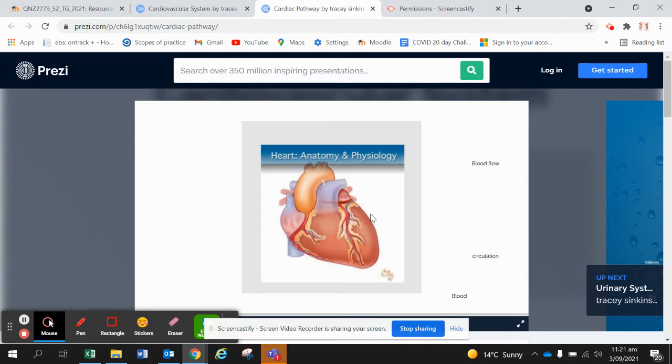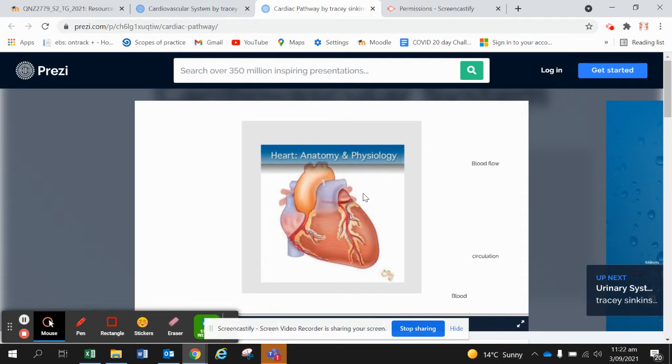Okay, so we're going to do a brief overview. So, where is your heart? It's smack in the middle of your chest, under your sternum. This is a great cartoon image of a heart. The heart is basically a muscle, which you learn in your muscular system. It contracts involuntarily, continuously, and rhythmically.